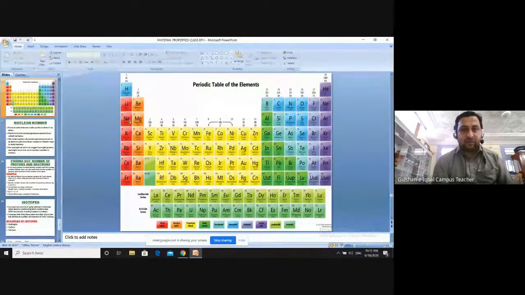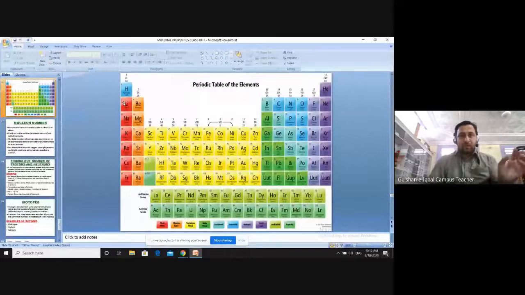The number written at this place here is the number of protons, or you can say it's the atomic number. The number written at the lower part here is called the nucleon number. We'll discuss what the nucleon number is. Right here at the bottom you can see the nucleon number, and at the top you can see the atomic number or the proton number.